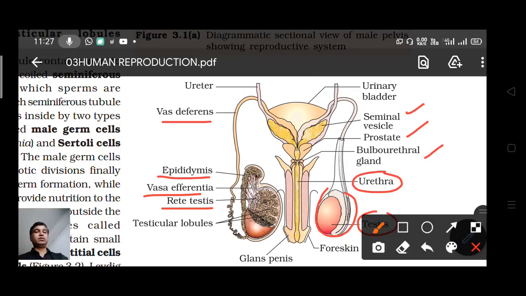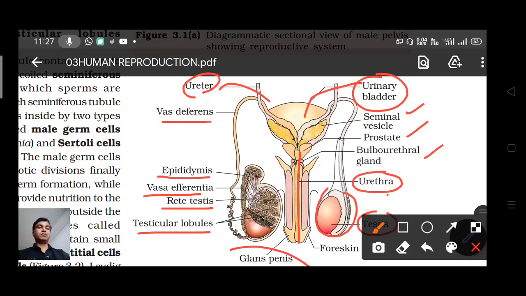The testicular lobules are also there. This is the urinary bladder, in which the ureter opens. Up to the vasa deferens, it will conduct only the semen. When the vasa deferens combines with the duct of the seminal vesicle, from that point onwards it forms the common urogenital duct, that is called the urethra. Clear? The muscular copulatory organ of the human male is called the penis. The tip of the penis is a little bit enlarged, that is called the glans penis, covered with the foreskin.